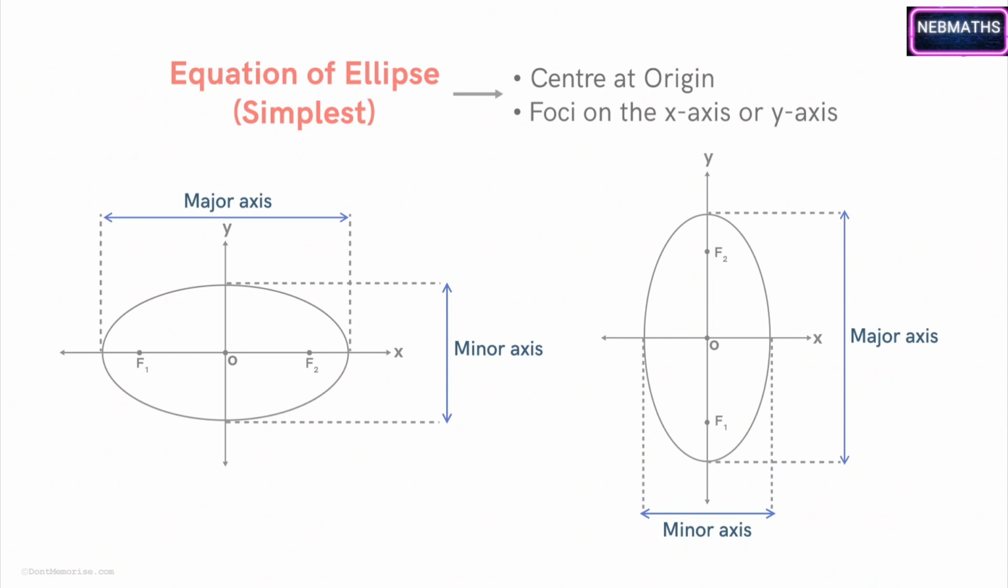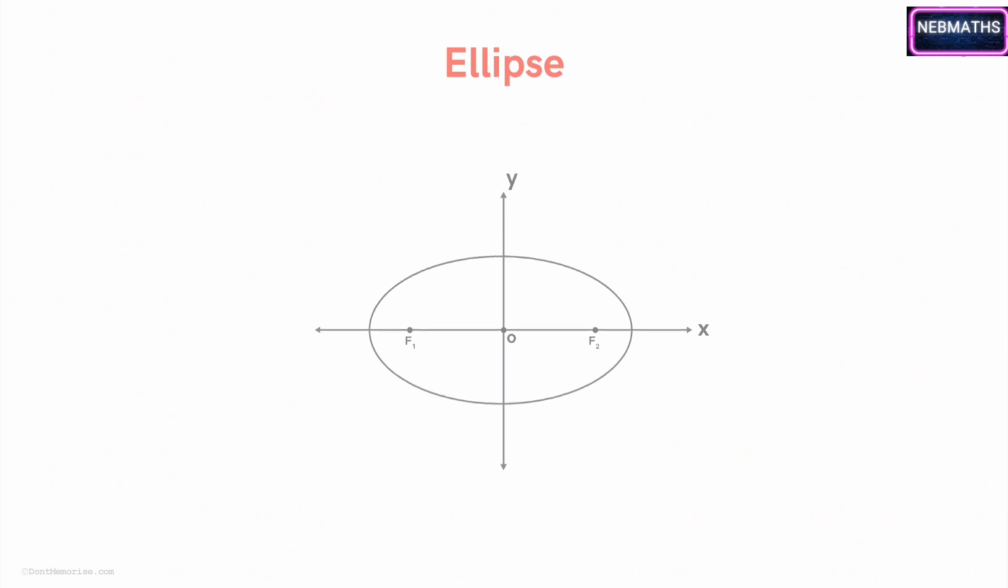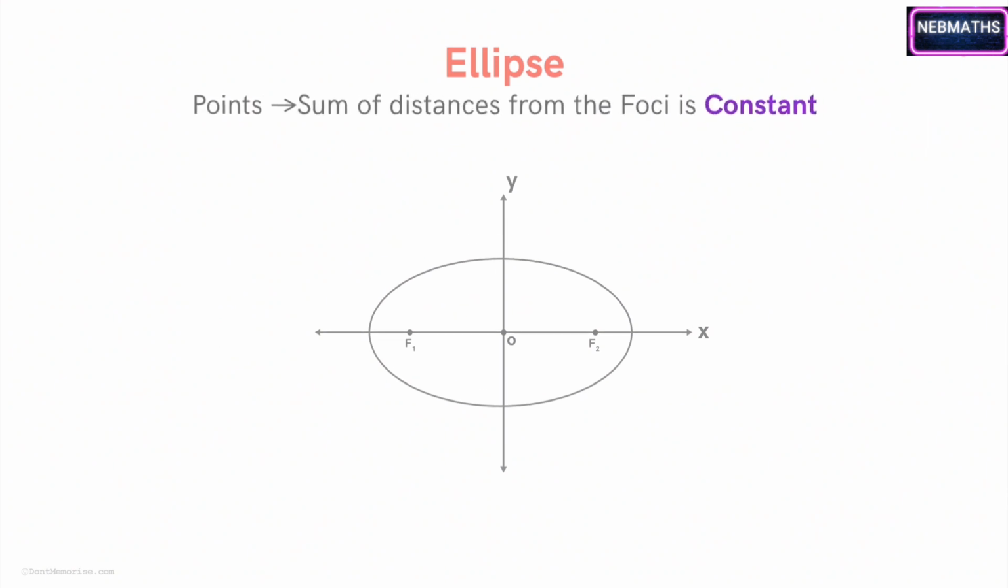Let's first find the equation of an ellipse for this orientation with the foci on the x-axis. Tell me, until now, what do we know about an ellipse? Yes, we know that for any point on the ellipse, its sum of distances from the foci is constant. Do you know what will be the value of this constant? It turns out that this constant will be equal to the length of the major axis.